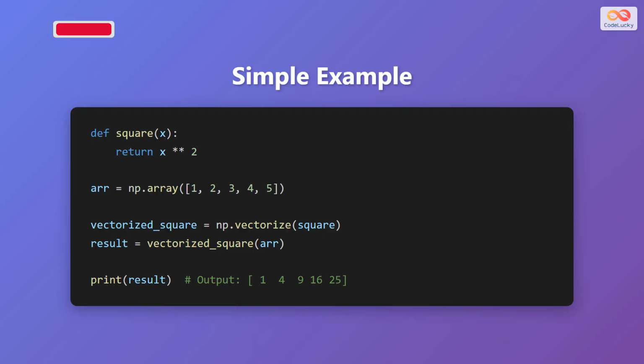Let's see a simple example. We define a function called square that takes a value x and returns x raised to the power of 2. We create an array with values 1, 2, 3, 4, and 5. Then we vectorize the square function by passing it to np.vectorize. When we call the vectorized square function with our array, it applies the square function to each element. The output is an array containing 1, 4, 9, 16, and 25, which are the squares of the input values.